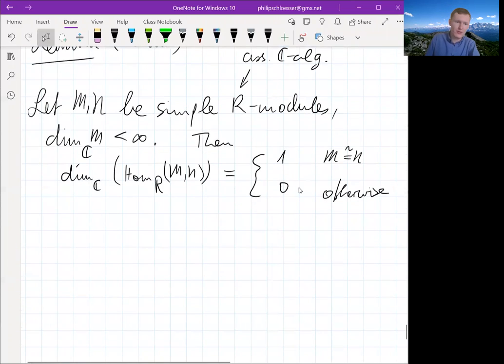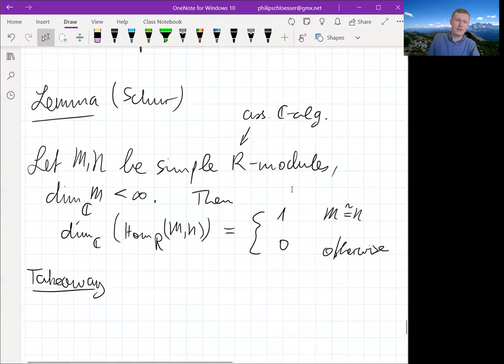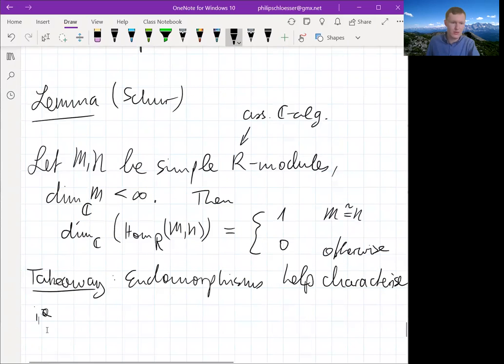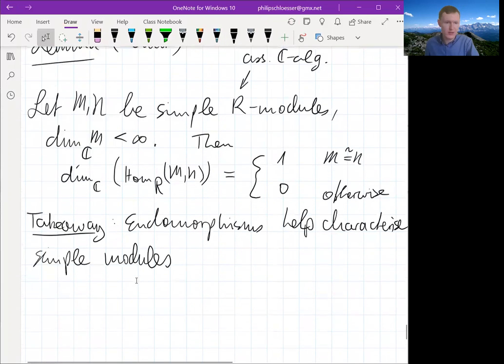And I guess the big takeaway of this is endomorphisms of representations or modules help characterize irreducible representations or simple modules. Because they have to act as constants on them.